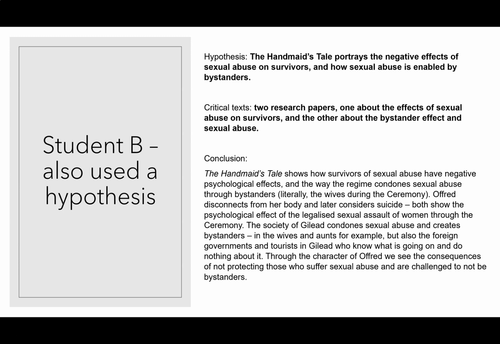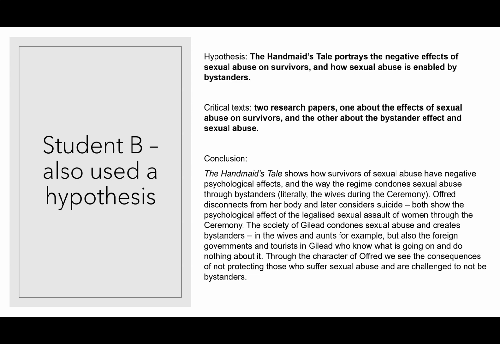Okay, so here's the conclusion the student has written. The Handmaid's Tale shows how survivors of sexual abuse have negative psychological effects, and the way the regime condones sexual abuse through bystanders, literally the wives during the ceremony. Offred disconnects from her body and later considers suicide. Both show the psychological effects of the legalized sexual assault of women through the ceremony. The Society of Gilead condones sexual abuse and creates bystanders in the wives and aunts, for example, but also the foreign governments and tourists in Gilead who know what is going on and do nothing about it. Through the character of Offred, we see the consequences of not protecting those who suffer sexual abuse and are challenged to not be bystanders.